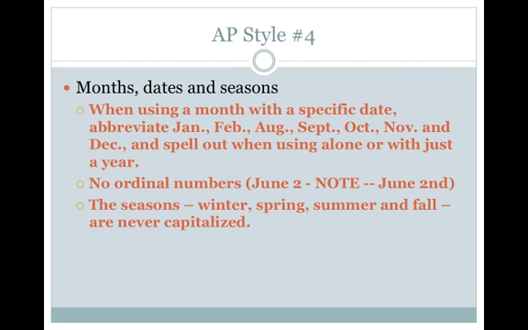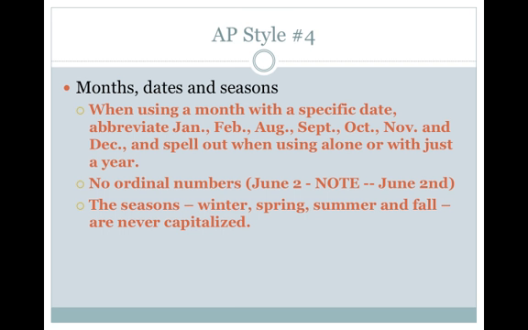AP style rule number 4: months, dates, and seasons. There are times when you abbreviate the month and there are times when you don't. If you are using a specific date, you would abbreviate all of the months that are more than 5 letters. So April, June, May, those months are never abbreviated. But if a month has more than 5 letters, you do abbreviate when you're using it with a specific date.